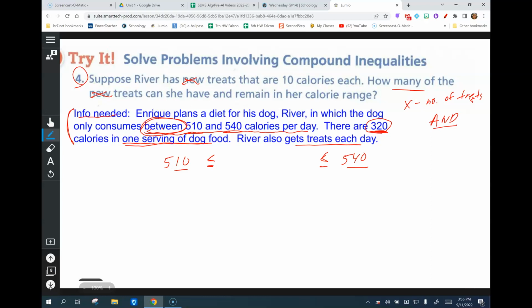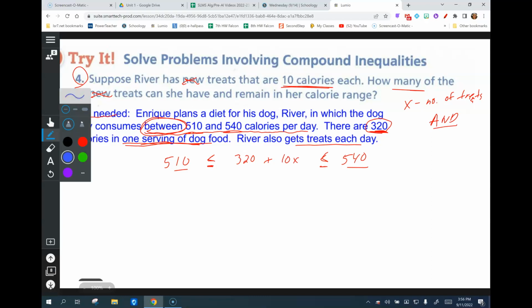So we have that River is going to eat 320 calories in 1 serving of dog food per day. And then it is 10 calories for each treat. So 320 plus 10 calories for each treat. This is our inequality. So we're going to solve this one.